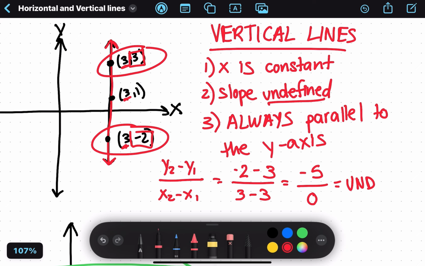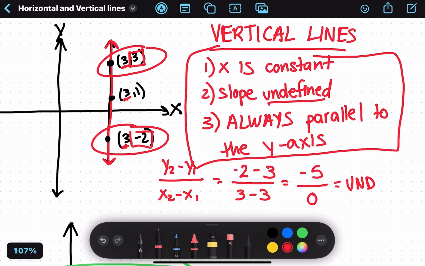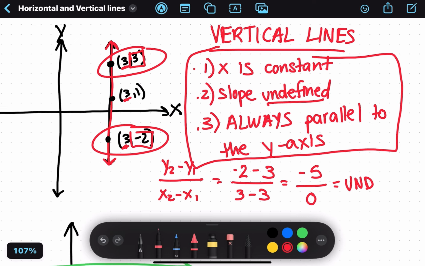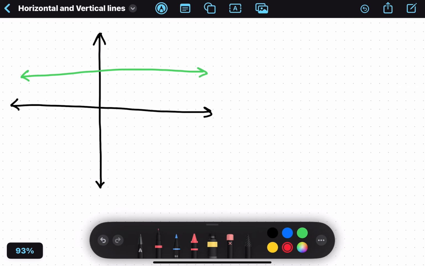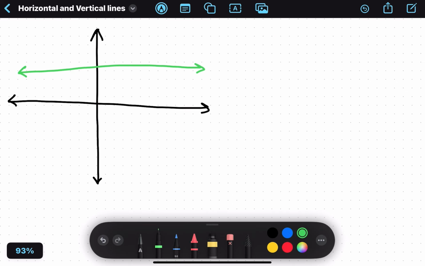So yes, there are 3 major things you need to know about vertical lines, and it's these 3 rules right here. That's it on vertical lines. Now let's move on to horizontal lines. So I have this graph right here of a horizontal line.